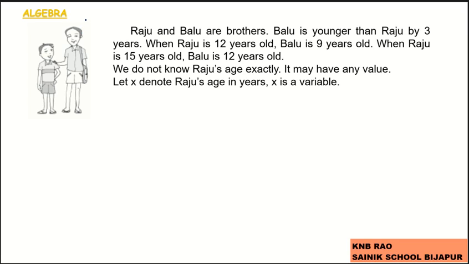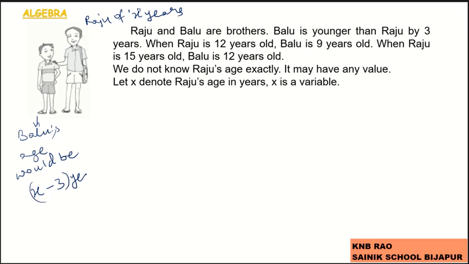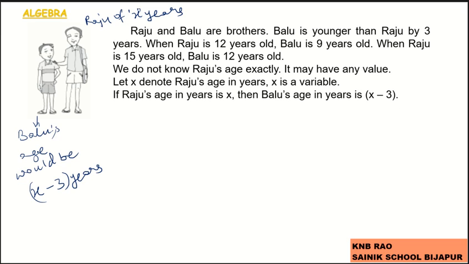If Raju is x years old, then what would be Balu's age? This is the question. So, children, you need to tell Balu's age in terms of Raju's age. See, Balu is younger than Raju by 3 years. That means whatever is the age of Raju, from that I will subtract 3. Isn't it? So, x minus 3 years. This is how we make use of the variables. If Raju's age in years is x, then Balu's age in years is x minus 3.